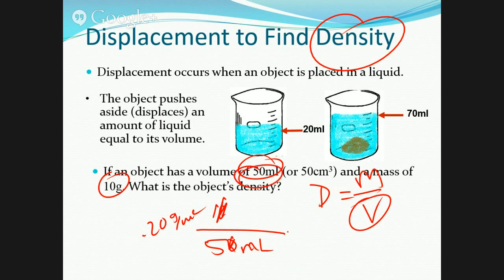What if it doesn't give me this milliliter? What if it says that you have water that starts at that place, you put in your object, and it ends up at this place? What would you do with those numbers? Subtract. And what do we call that? Displacement, from that place to this place. And it's 50 mils. Okay, make sure you're just going nice and easy through these problems.